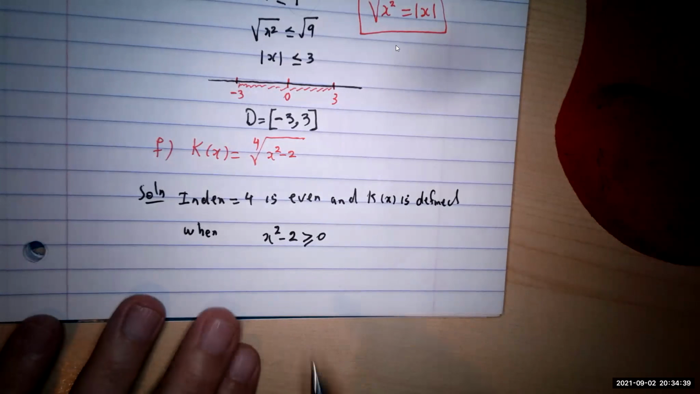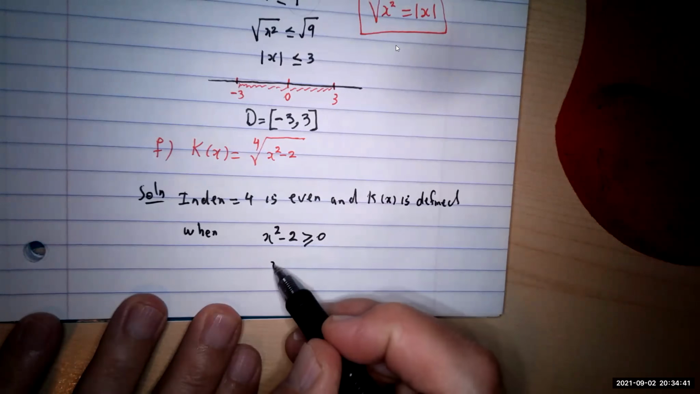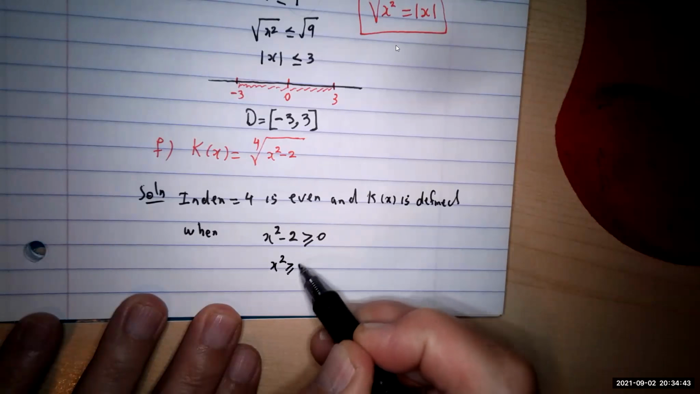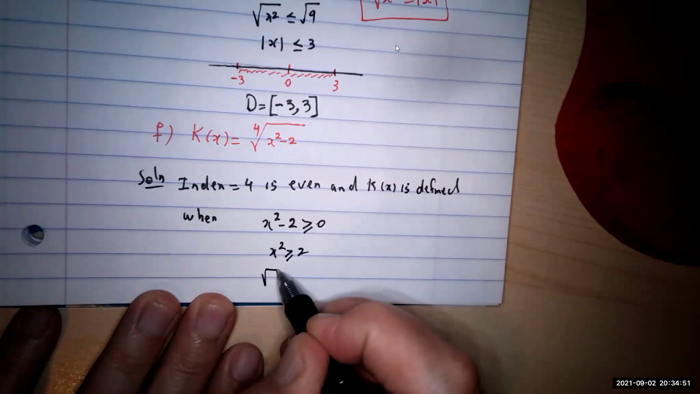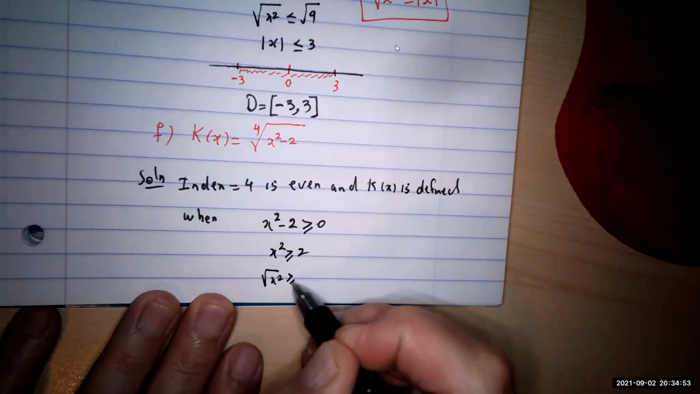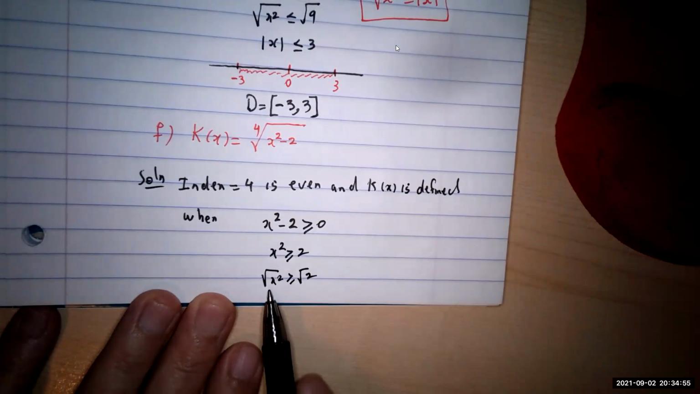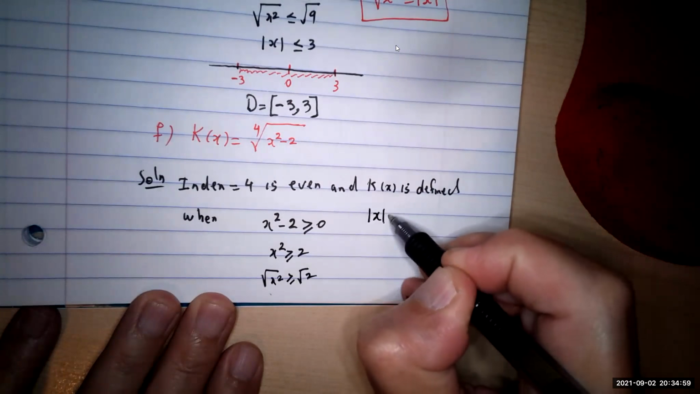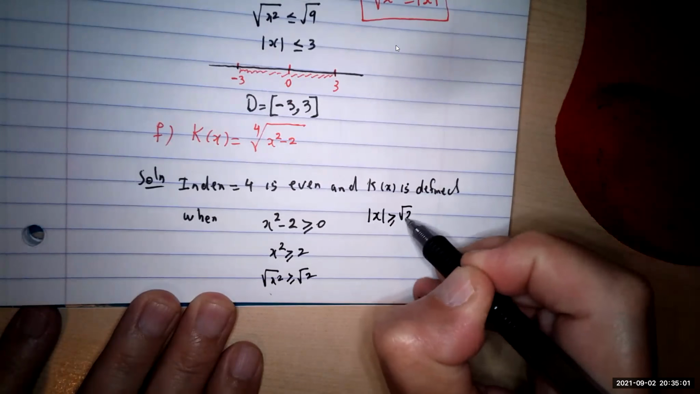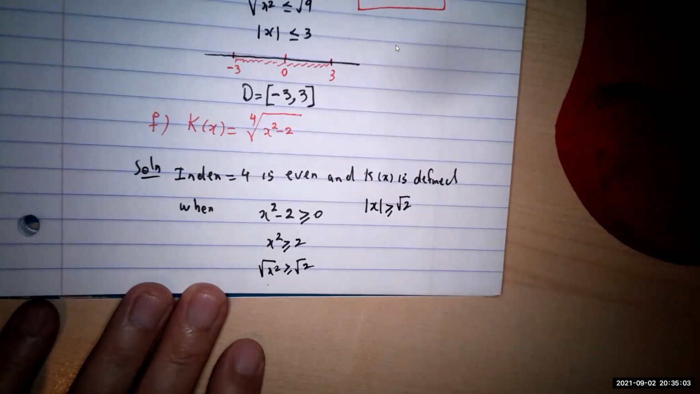Okay, so let's continue. Move the 2 to the other side. We don't need to multiply by negative for this one. Take the square root. But we talked about it: radical x squared is the absolute value of x, greater than or equal to radical 2. Your distance from your home is greater than radical 2. So this means you are not going home.